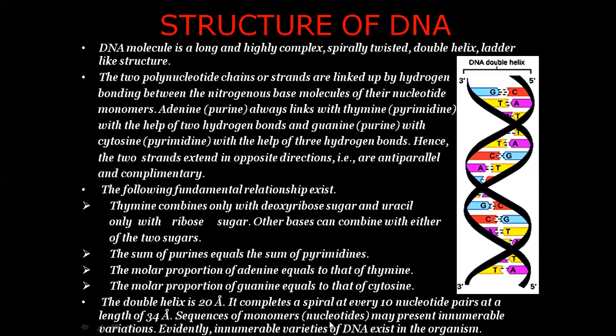The sequence of monomers, that is nucleotides, which I have already explained to you, may present innumerable variations. Evidently, innumerable varieties of DNA exist in organisms. So an infinite number of such sequences are possible, and with such sequences, you will have innumerable numbers of DNA existing in organisms. So that is how we can understand the structure of DNA.